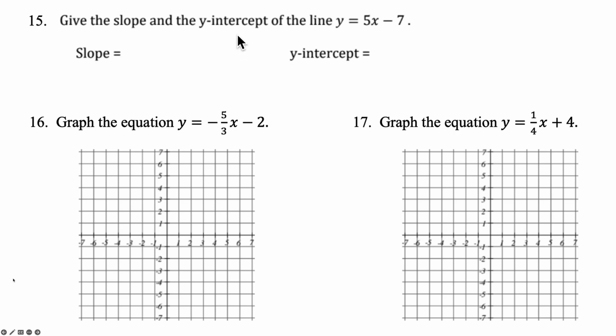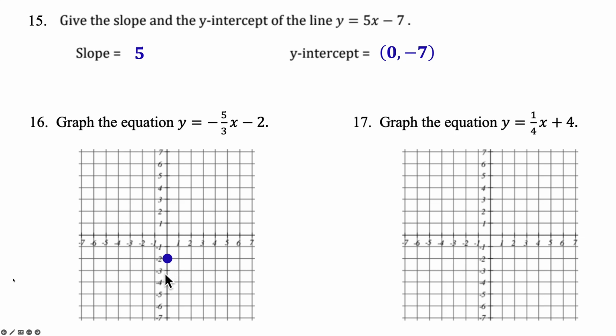Number 15, given the slope and y-intercept form of the line, what's the slope? The slope is 5, or 5/1 if you wish. And my y-intercept is (0, -7). So here, let's graph these equations. They're in this format, so find your starting point. -2 on the y-axis, plot the point.